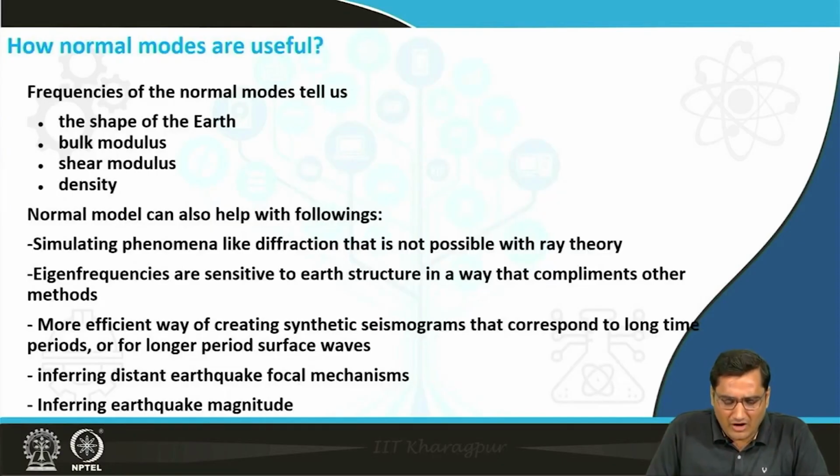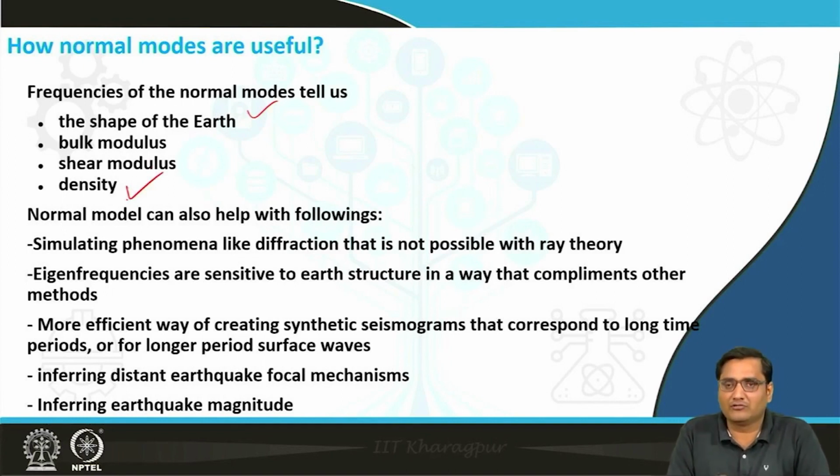So now, how are the normal modes useful? Frequencies of the normal modes can tell us about the shape of the earth. They can also tell us about the bulk modulus, the shear modulus of the material in the earth, and the density variations in the earth.